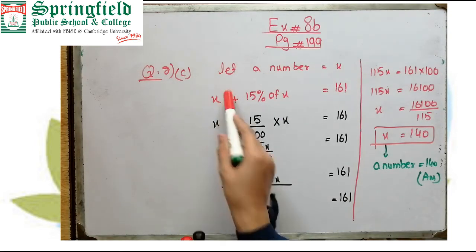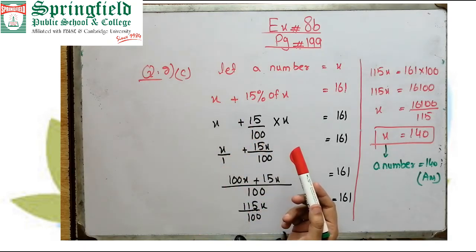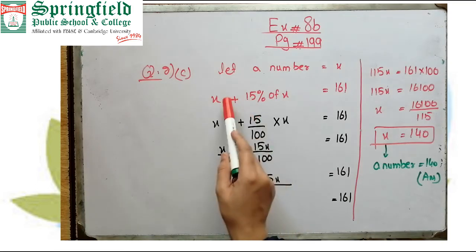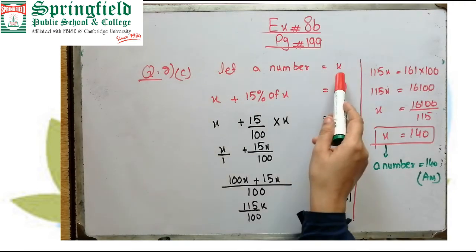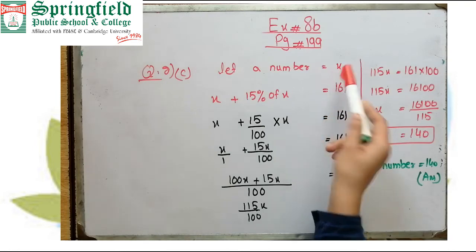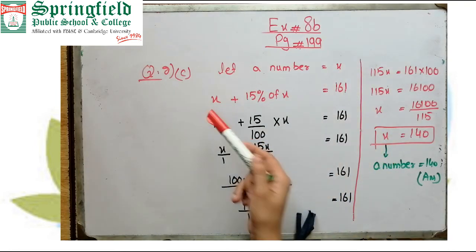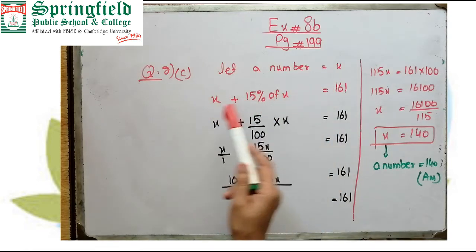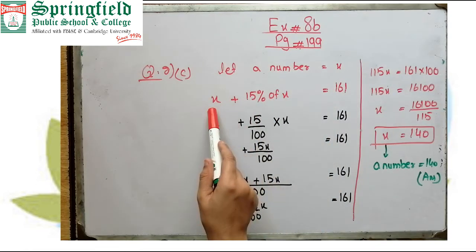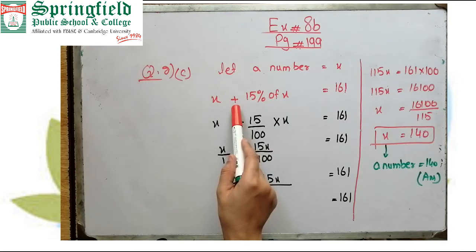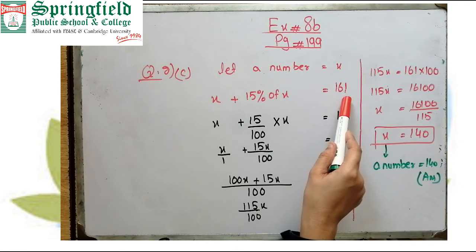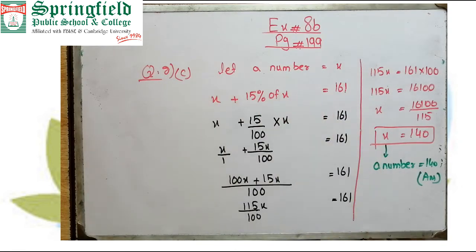As I am repeating now, the result of a number. As we know, when we suppose a number x, what will be the result of x? As we already found, the result of x, a number, will increase. Increase means we will add 15% of a number, which is equal to 161. We will make the equation according to the statement, and then we will find the value of x.